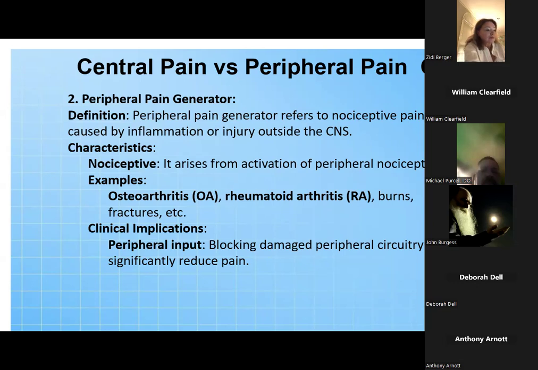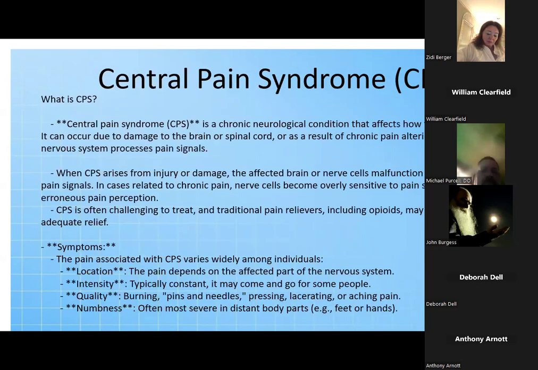The clinical implication, peripheral inputs, blocking. If you have peripheral pain only and you block that nerve, the pain goes away supposedly. But if the pain continues, then this is not just peripheral pain. There are also components of central pain, and we need to manage that effectively. But first, after understanding the pathophysiology of central pain, which tonight we're going to learn about.